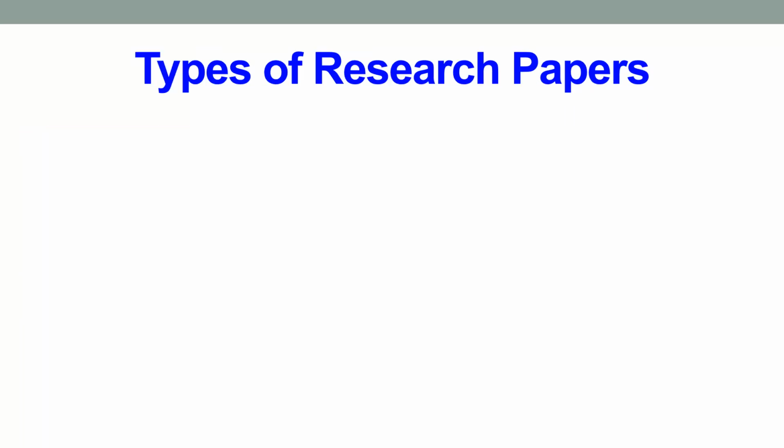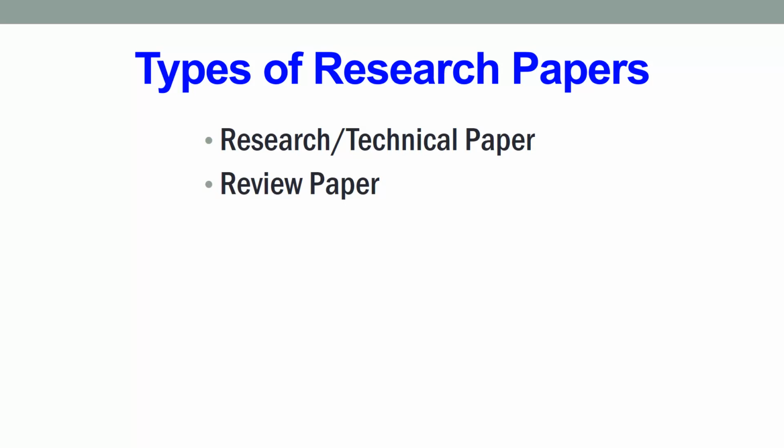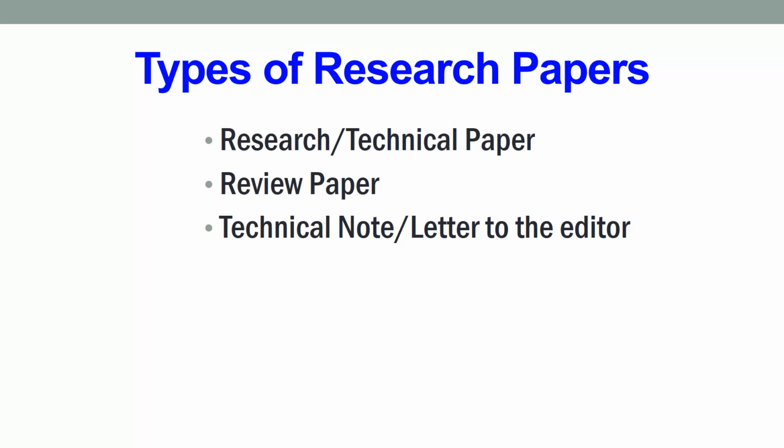So we all know that as researchers, there are various types of research papers, but most commonly people know about only technical paper, which is also called research paper, and review paper. But apart from this, there are different small articles you can write and submit to the journal, which are also treated as a research publication. Those small articles can be classified into technical note, which is also called a letter to editor, and short communication.